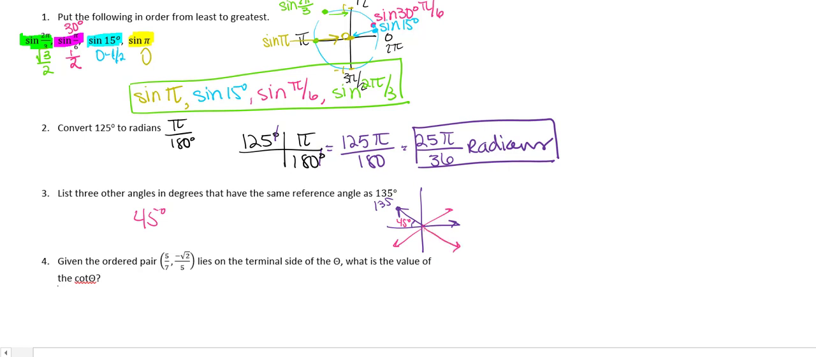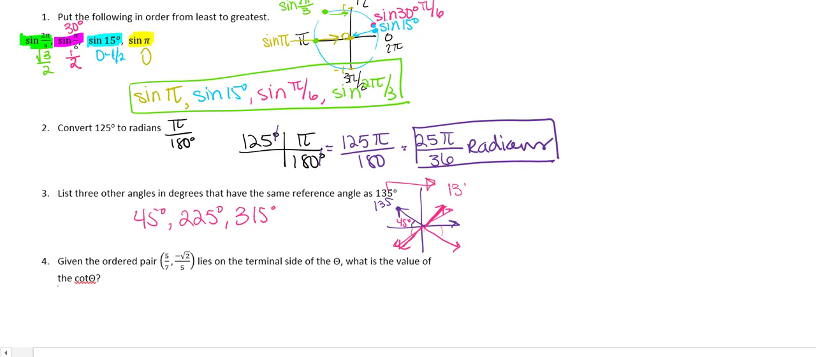I also know that 45 more than 180 works, which is 225. And then I know that 45 less than 360, or 315, works. We also could have added, so these are just 3. You could have also done a number of things here.